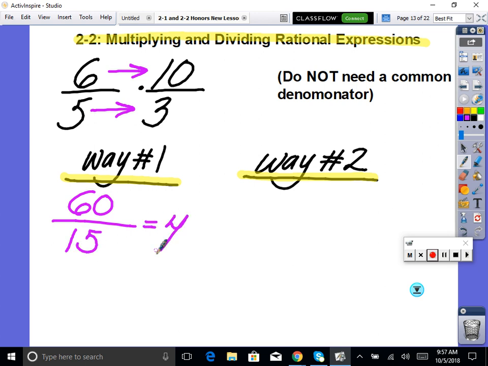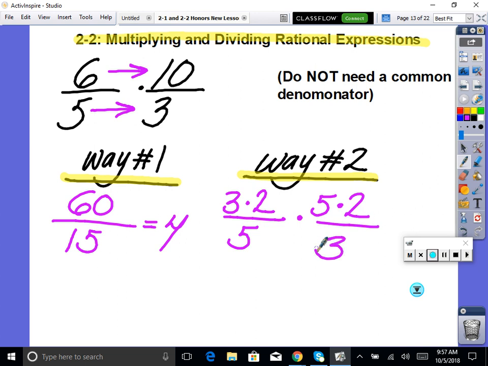Now that's one way of doing it. That would be technically the quote-unquote harder way. Let me show you the quote-unquote easier way. Factor all the parts. So really, don't we have 6 is 3 times 2? Then on bottom I have a 5, that's factored, and then times 5 times 2. And then on bottom I have a 3.